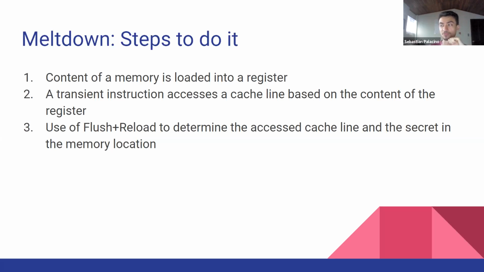The second step is to access a cache line based on the content of the register. This is done via a transient instruction. The third step is to do a flush plus reload attack to determine the accessed cache line and the secret in the memory location. This way we are able to see the secret that was in the memory.